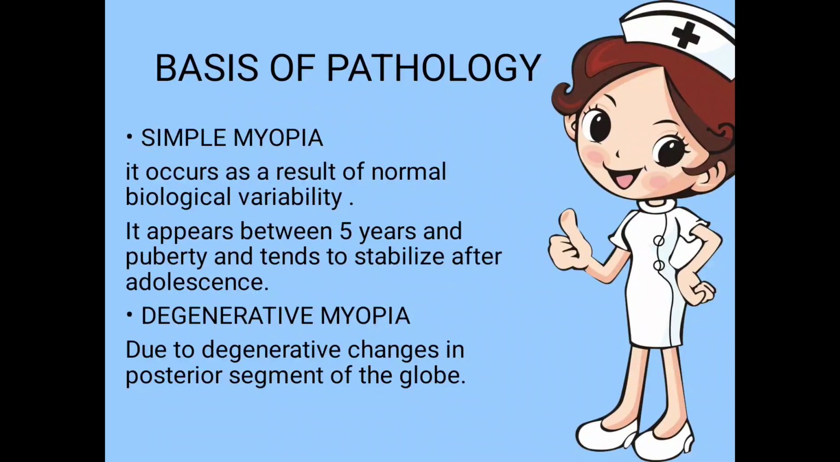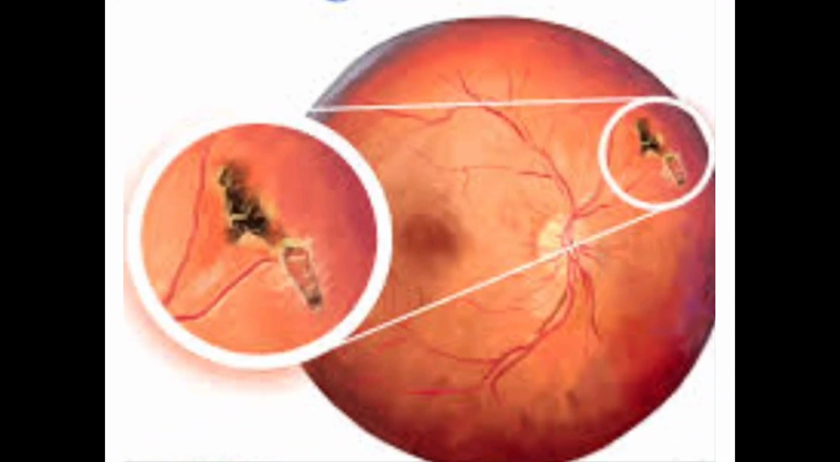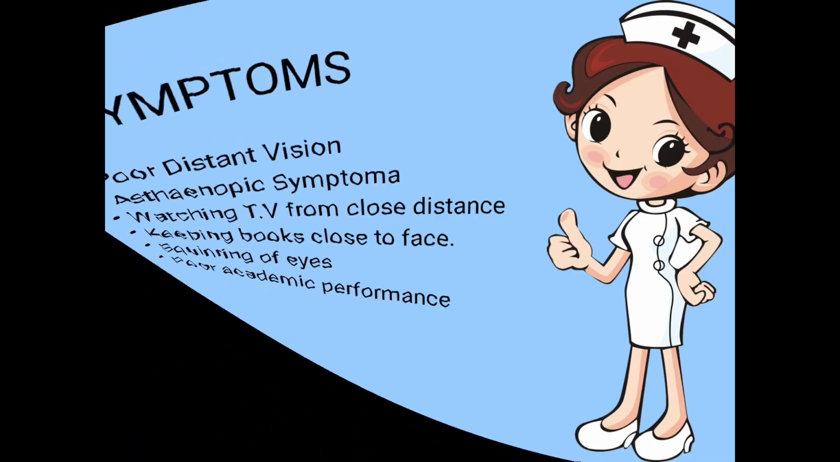Degenerative myopia is due to degenerative changes in the posterior segment of the globe. Now, these are a kind of degenerative changes. This is known as lattice formation, and it forms on the retina because the patient is highly myopic. Due to high myopia the retina stretches, and due to the stretching of the retina, holes occur on the retina. This is known as lattice degeneration. So these kinds of degenerations occur on the retina.